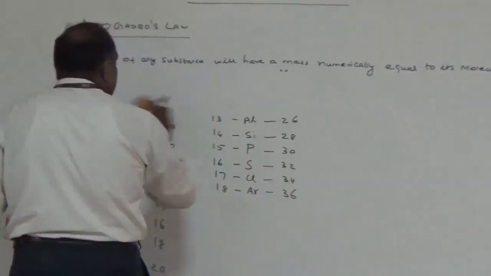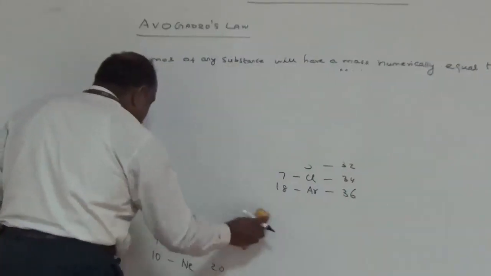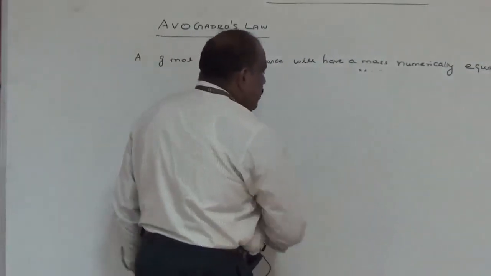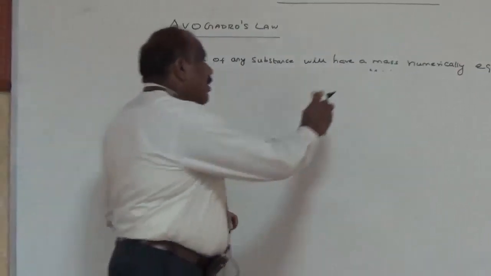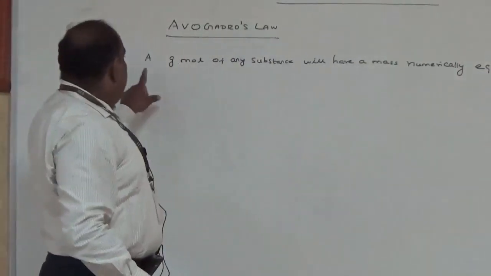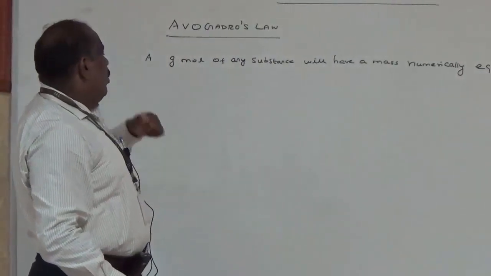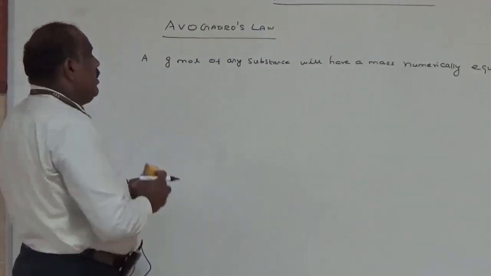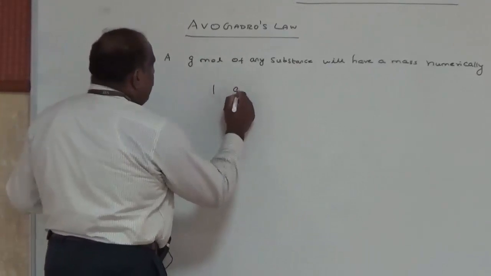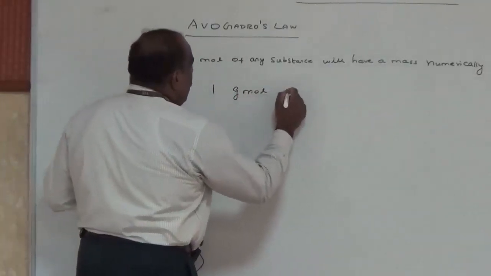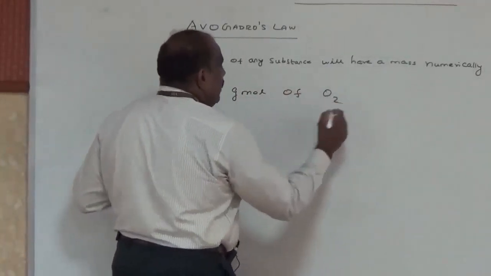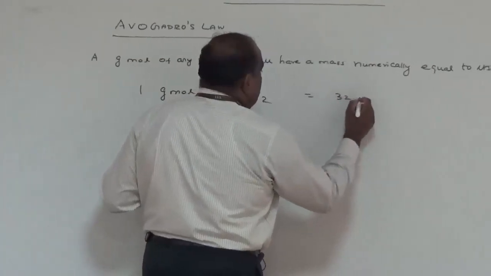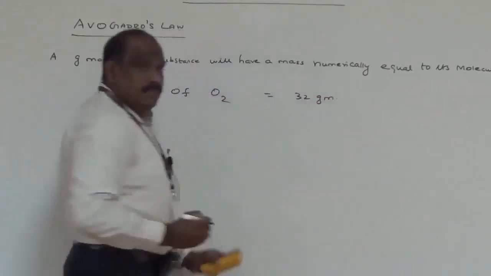Okay. Now we have a good idea about the molecular weight. Now let us proceed to this statement. What does this statement say? 1 gram mole of any substance will have a mass numerically equal to its molecular weight, which means 1 gram mole of oxygen will have 32 gram of mass.